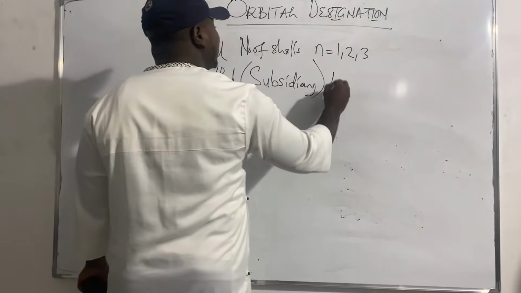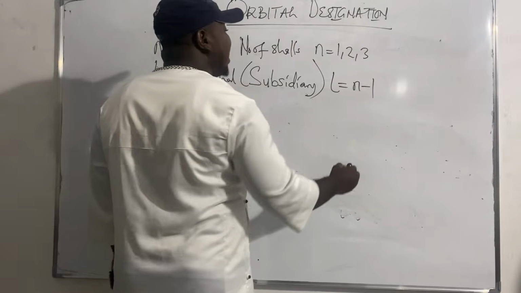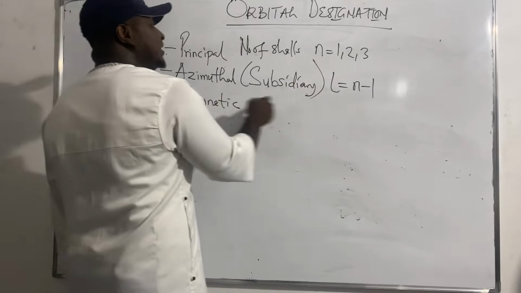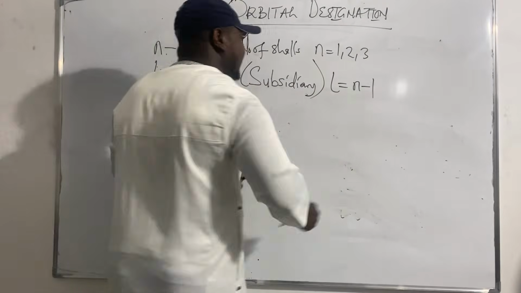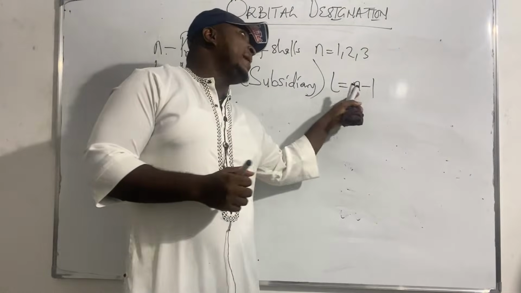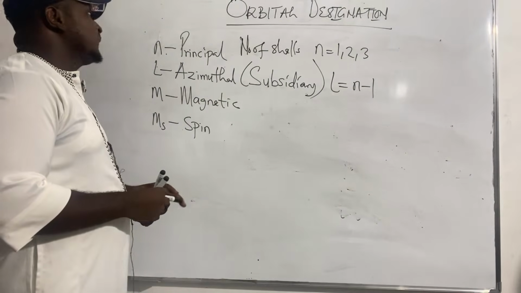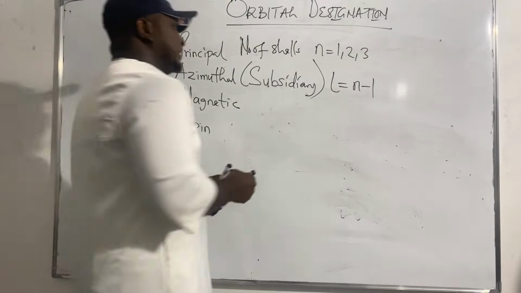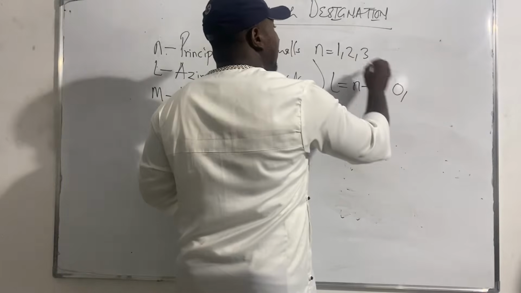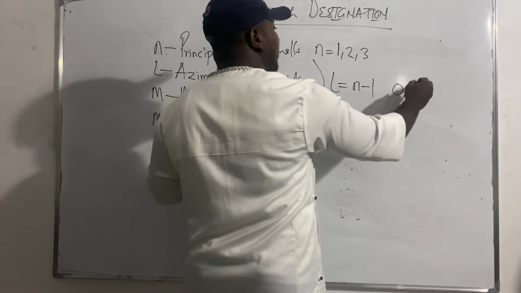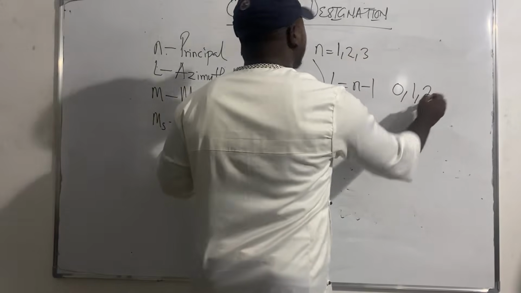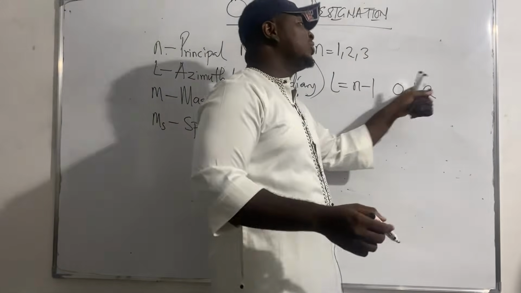Now the azimuthal quantum number, class, is usually one number less than the principal. The symbol for azimuthal is L, and L is N, which is principal, minus 1. So if the principal is 1, the azimuthal is 1 minus 1, you have 0. If the principal is 2, azimuthal is 2 minus 1, you have 1. If the principal is 3, azimuthal is 3 minus 1, you have 2. So azimuthal can start from 0, 1, 2 and keep going.